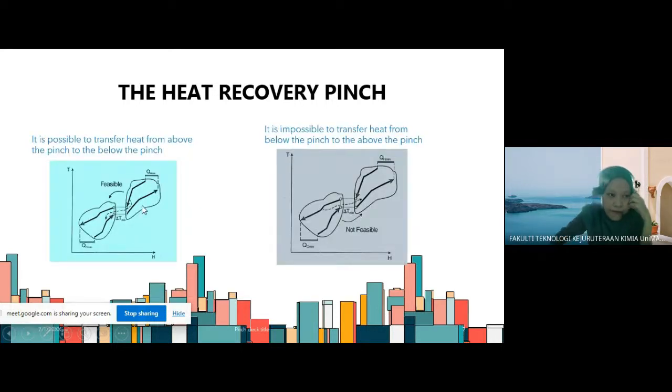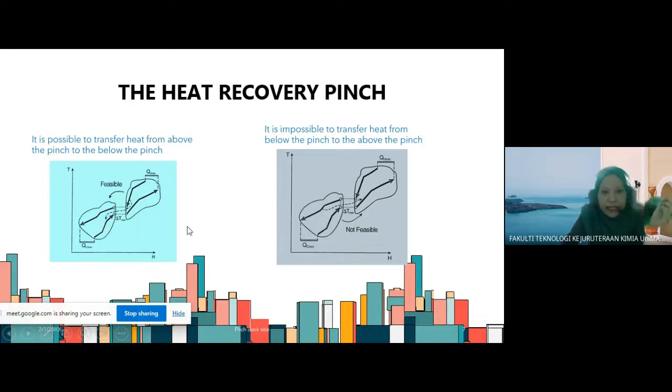What if there is a transfer of heat from the hot stream above the pinch to the cold stream below the pinch? Is it possible? Yes or no? Yes, because the heat is transferred from hot temperature to cold temperature.